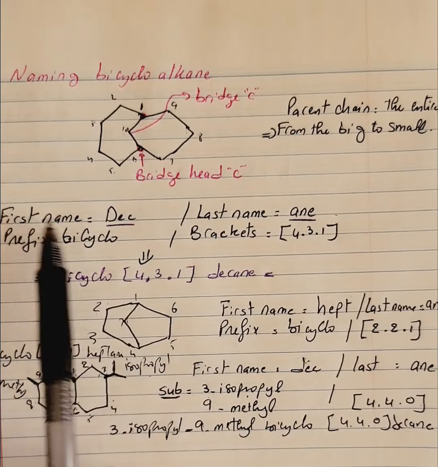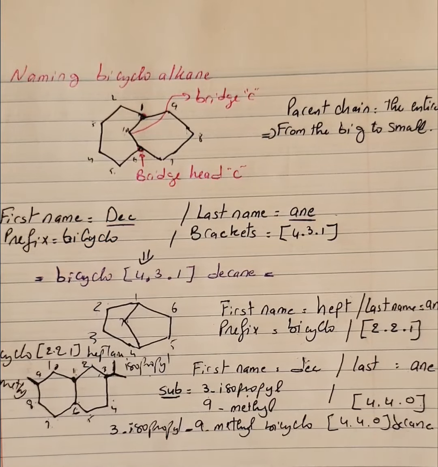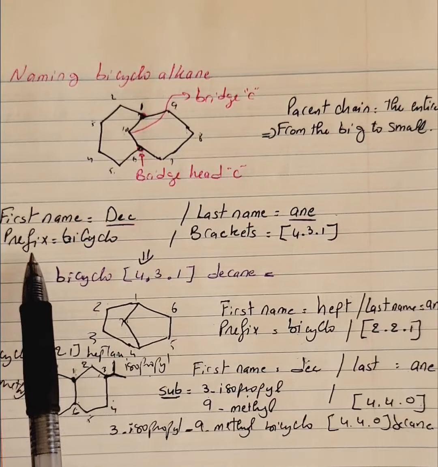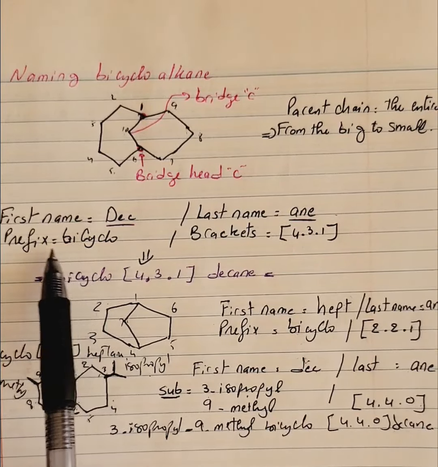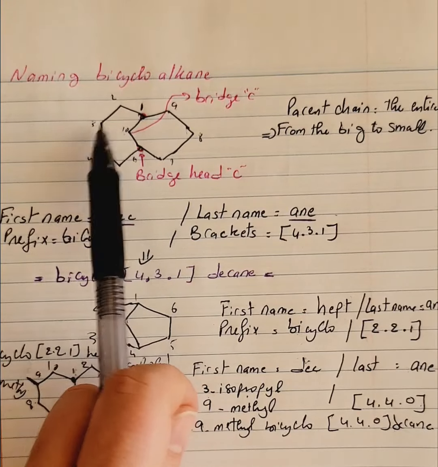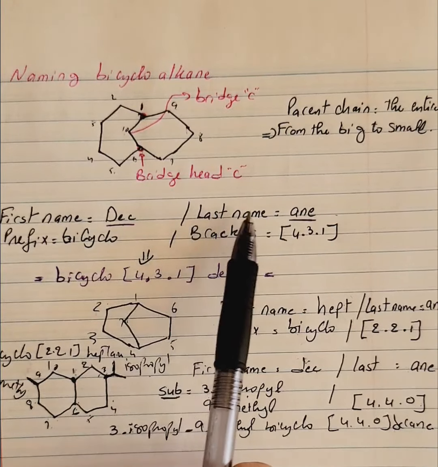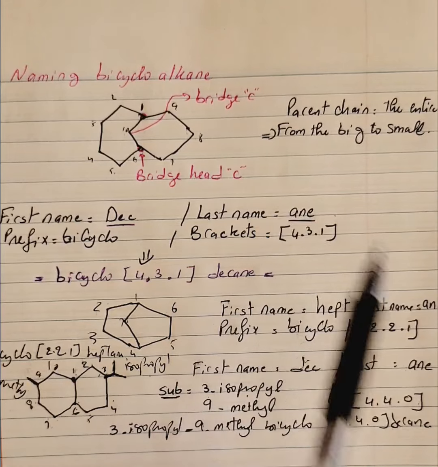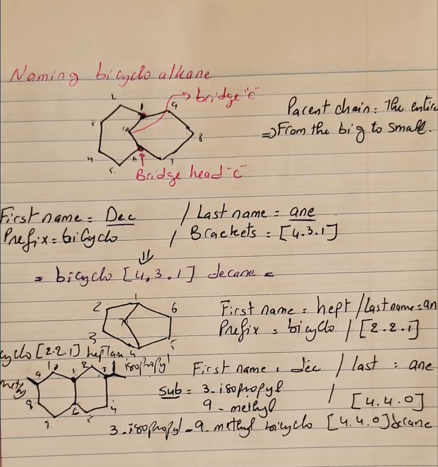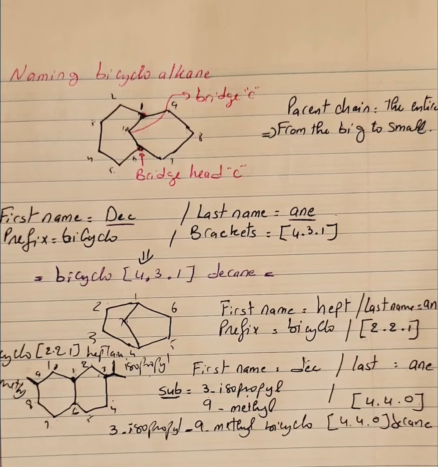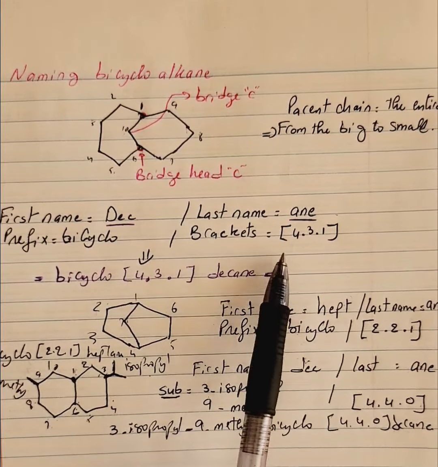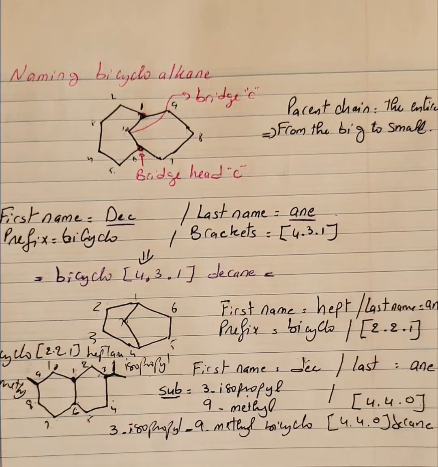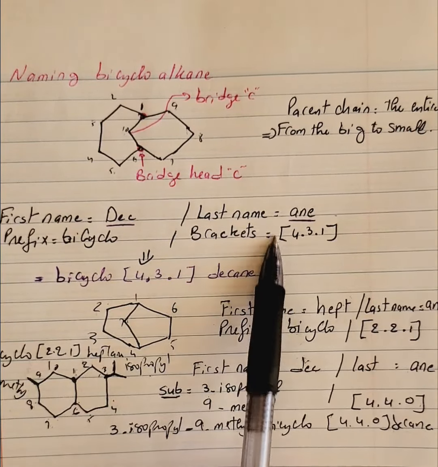So we have the first name of dec, since we have 10. The prefix of bicyclo, since it's 2 rings, not one. The last name of ane, since it's a single bond. And there is something specific to the bicycloalkanes that we didn't see in the cyclic alkanes or cycloalkanes, which is the brackets. Here we open a set of brackets.